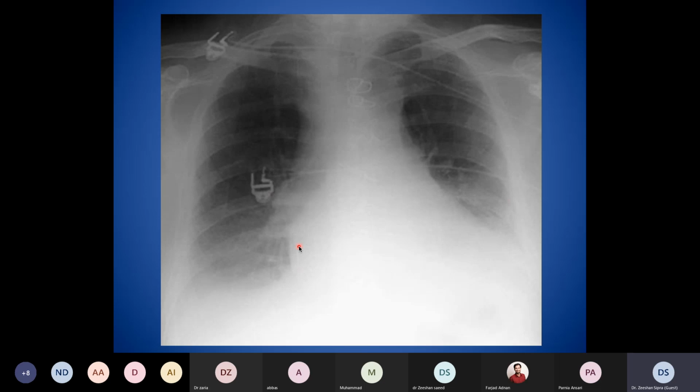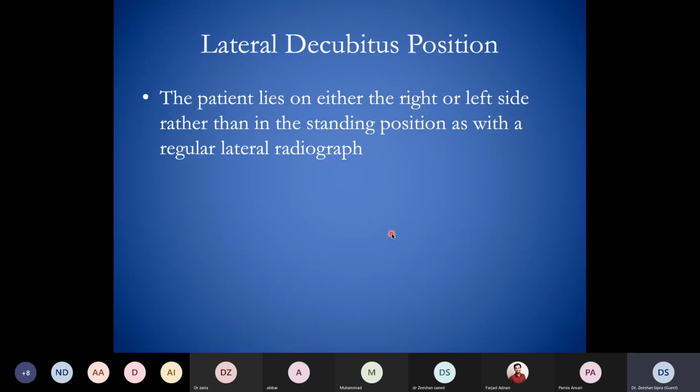But the rule of thumb for a PA view would be half of the image. For example, the transverse size from here to this border of the heart, if it takes more than half of the transverse diameter of the chest, then it's cardiomegaly. I'll touch on the pathologies and how to interpret them later on.